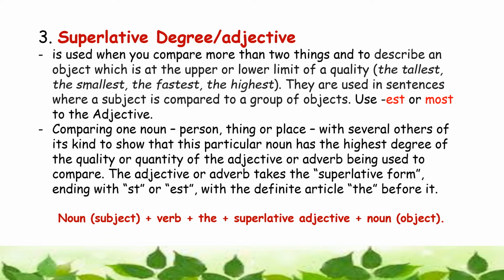Add est or most to the adjective, comparing one noun, person, thing, or place with several others of its kind to show that this particular noun has the highest degree of the quality or quantity of the adjective or adverb being used to compare. The adjective or adverb takes the superlative form ending with st or est, with a definite article the before it. So we have here the formula or the pattern: noun as the subject plus verb plus the plus superlative adjective plus noun as the object.